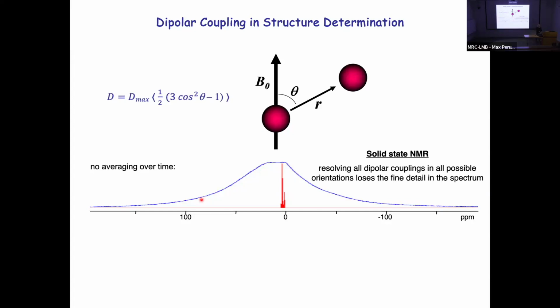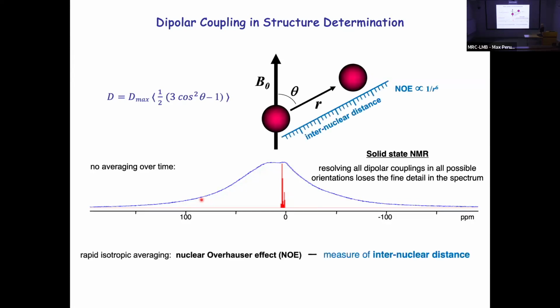Okay, there are ways of eliminating that, but essentially it requires different hardware. We don't do any of it in LMB. All of what we do is solution state NMR. There is a whole field of spectrometers where people are working on removing the dipolar coupling terms by mechanical means, but it's a different technique that we don't get into here.